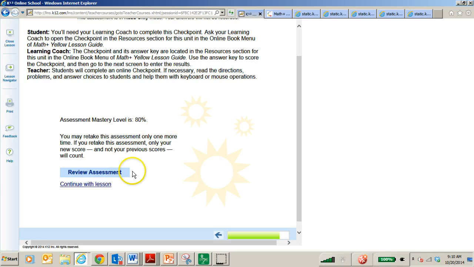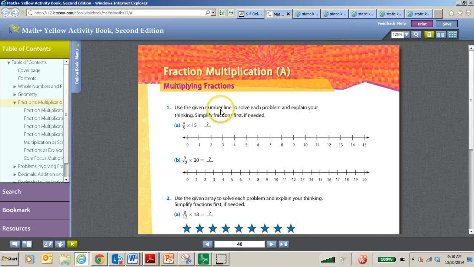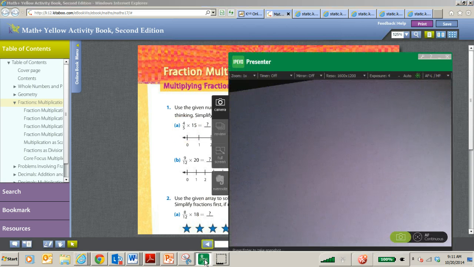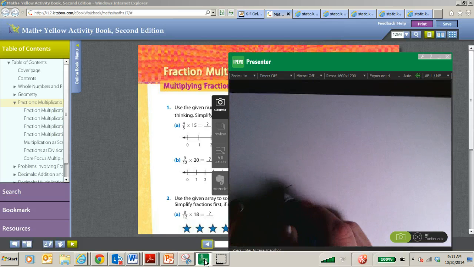So as you can see, we've come to the checkpoint, but before we do the checkpoint, I'm going to head over to the student activity book. And this is an example of what I'm talking about, as far as you will see some great problems like this one, 4/5 times 15. But what we want students to think about is, what is 1/5 of 15? And then they can find the 4/5. So I'm going to pull out my document camera again, and I'll draw a number line here.